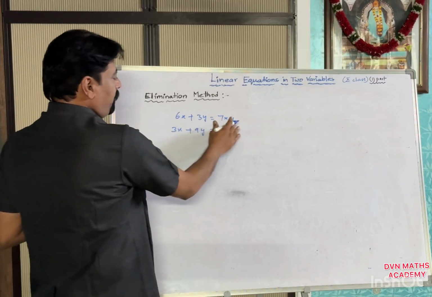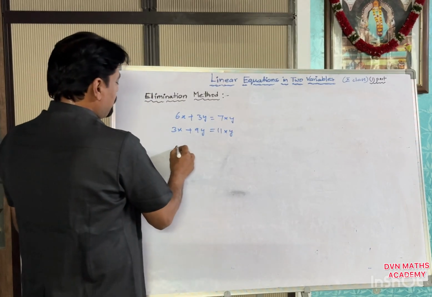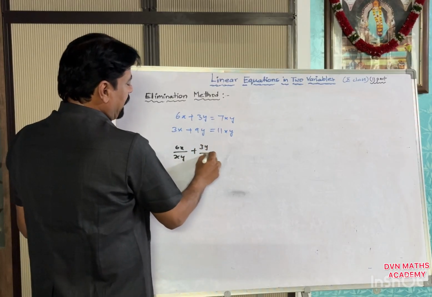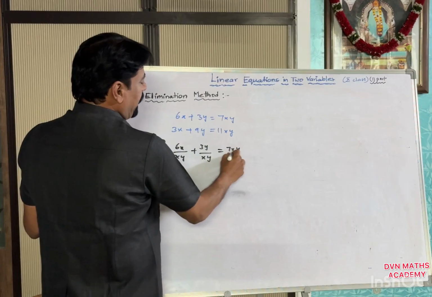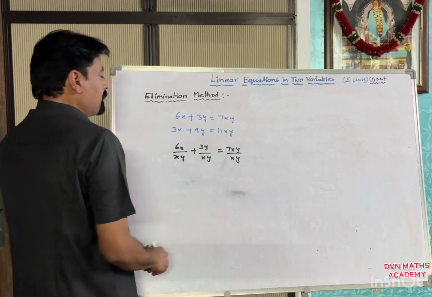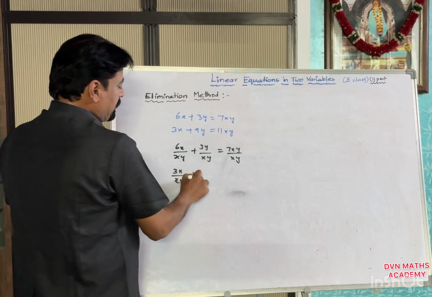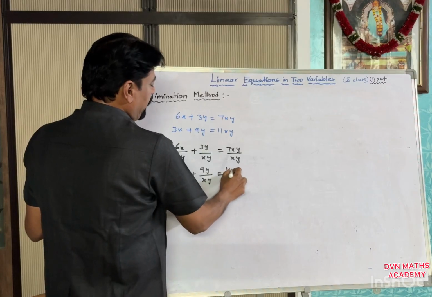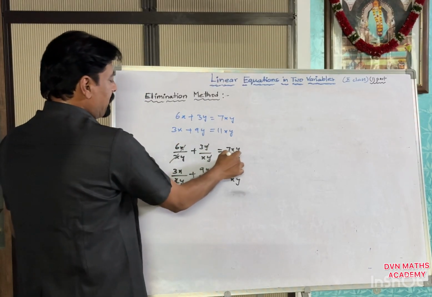So the first equation, if you divide both LHS and RHS by xy, what happened, you see. This is 6x by xy plus 3y by xy is equal to 7xy by xy. And the second equation also you divide by xy: 3x by xy plus 9y by xy is equal to 11xy by xy. So the x, y and xy cancel.